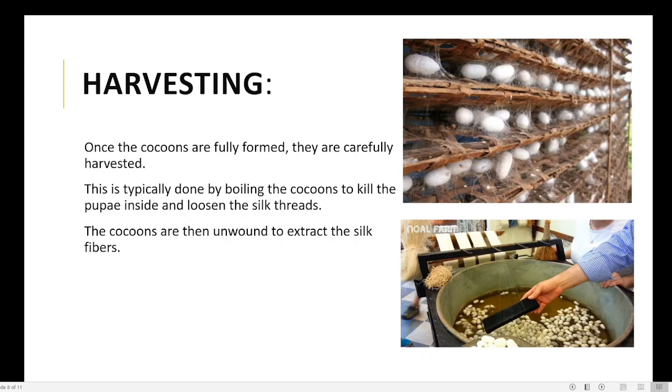Now this is typically done by boiling the cocoon to kill the pupae inside and loosen the silk. Here you can see that the cocoon will be placed in boiled water, so that the pupa will be killed. And the second thing is that the different threads of the cocoon are actually attached to each other by a gum-like material. So we have to soften that gum so that the individual threads of the silk will be easily extracted. Cocoons are then unwound to extract the silk fiber. You can see that here.